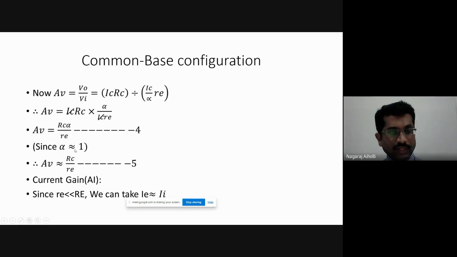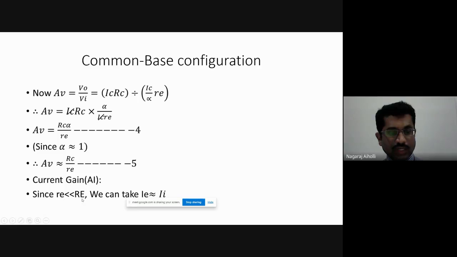Now we know that alpha value is approximately equal to 1, the current gain for the common base configuration. Therefore, if you substitute alpha equal to 1, AV will be equal to RC by RE. This is the equation of the gain for the common base configuration. Next, let us find the current gain equation.